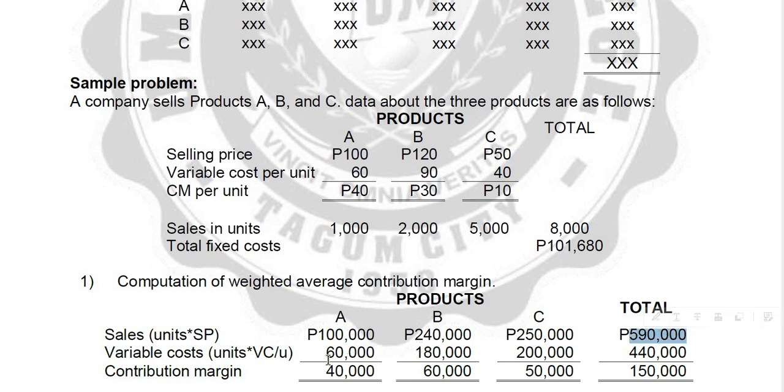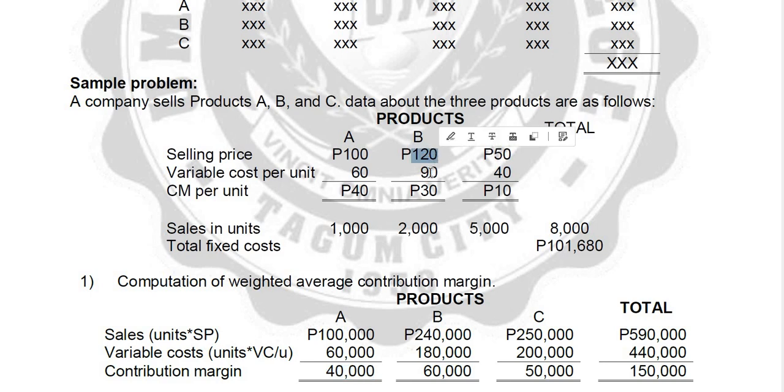And then, your variable cost naman, ganun din. So, 60 times 1,000, so 60,000. So, ibig sabihin, for product A, your contribution margin ay 40,000. So, pwede din shortcut na kasi meron na tayong contribution margin per unit dito na 40. Pwede i-multiply mo na lang agad sa sales in units na 1,000 para makompute yung contribution margin in terms of total ng product A.